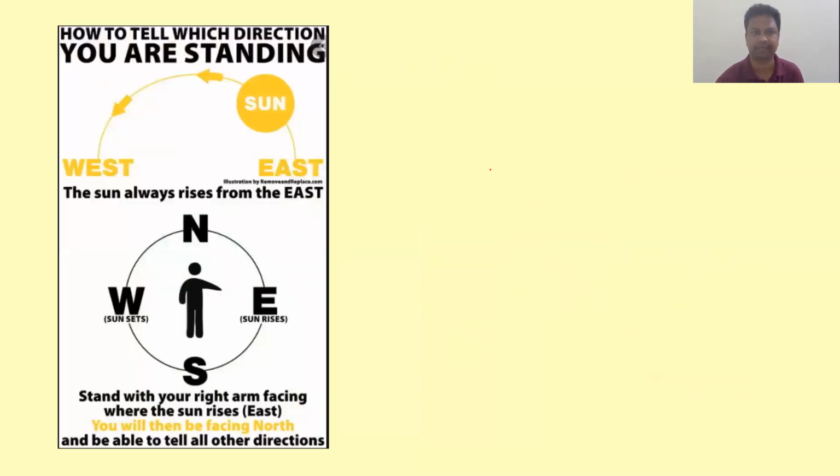And finally, it's very, very important for finding the direction. If you stand in the middle of the fourth quadrant and facing the north direction, your right hand will be always in the east. Okay, this is very, very important. If you stand in the middle of the fourth quadrant, if you face the north direction, your right hand will be always in the east.